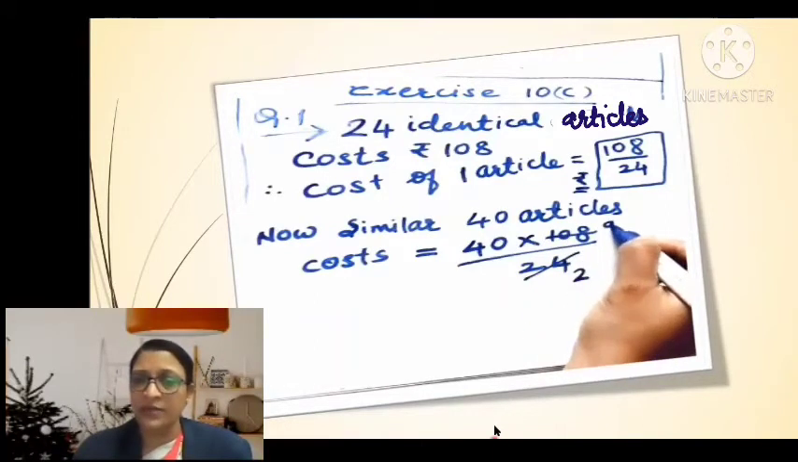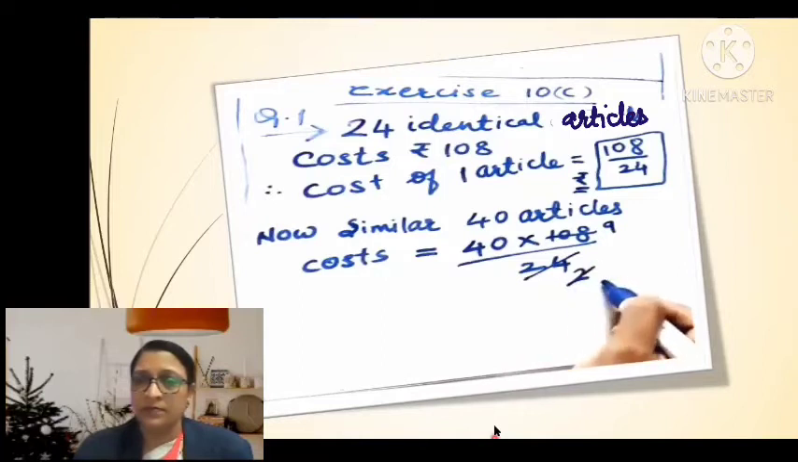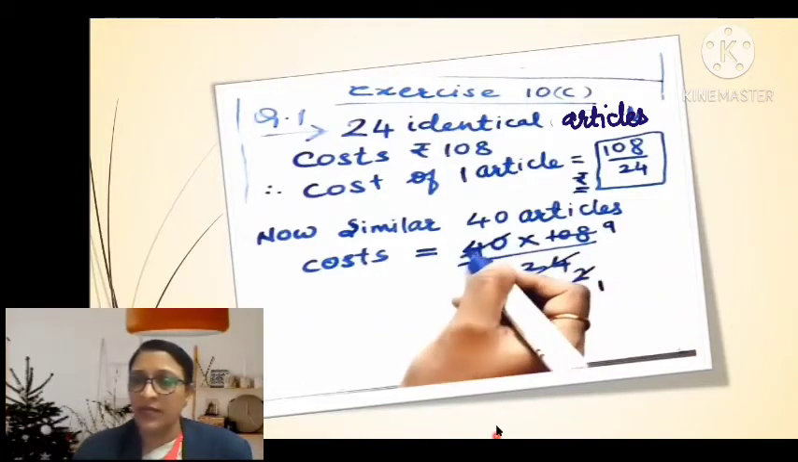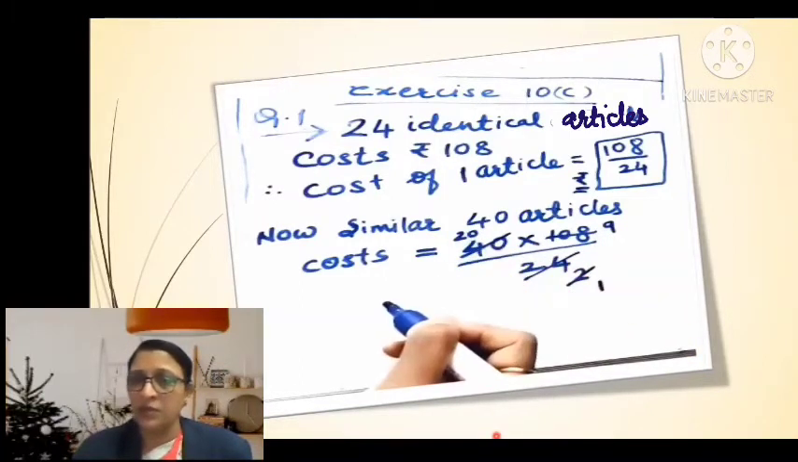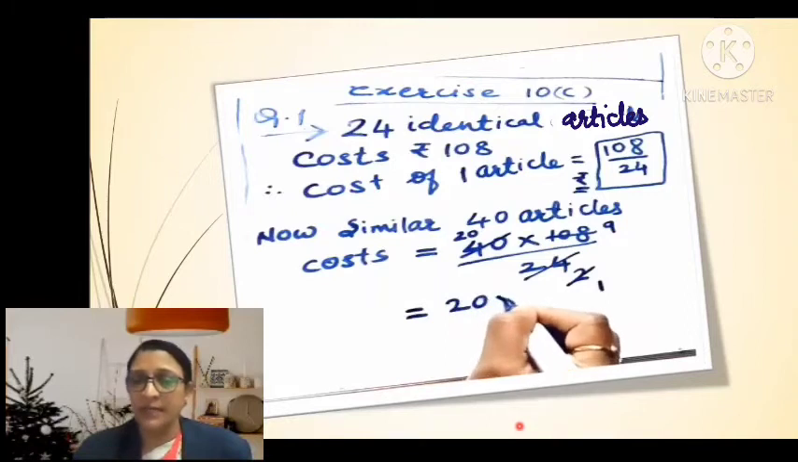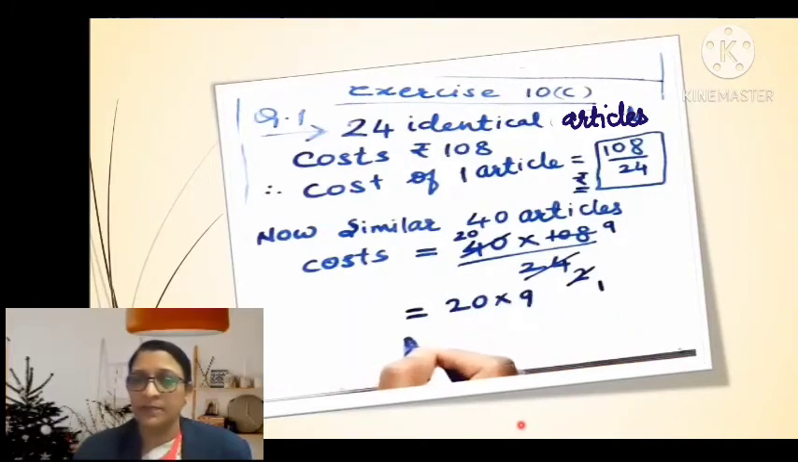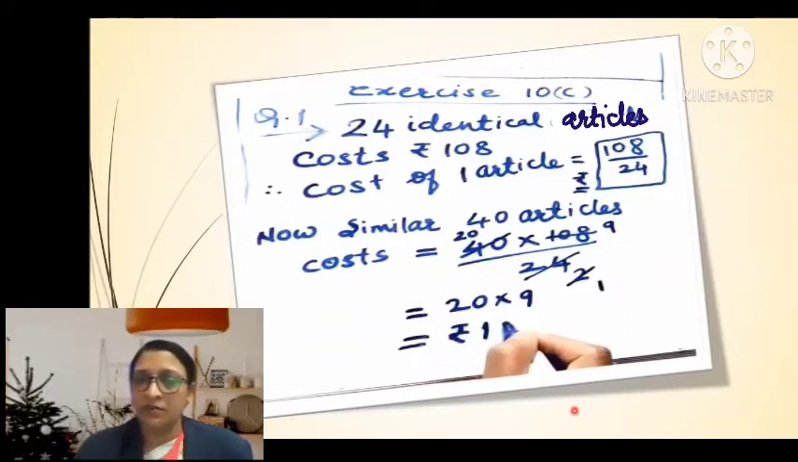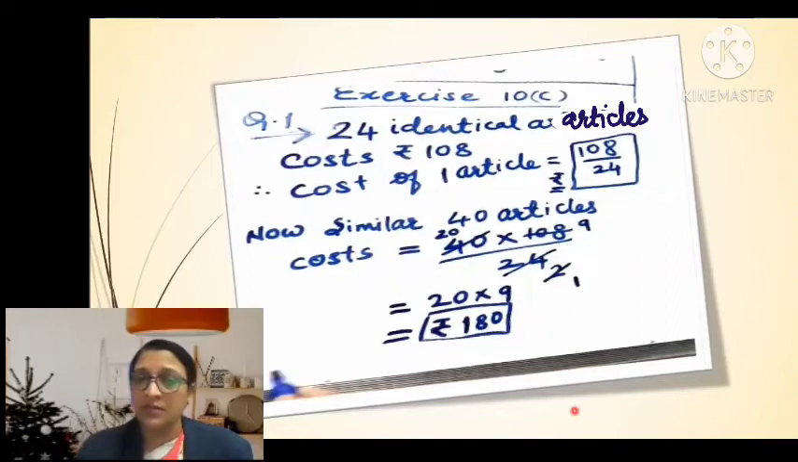On doing the calculation, 12 2s are 24, 12 9s are 108, 2 1s are 2, 2 20s are 40. Finally, we will get here 20 multiplied by 9. That is rupees 180. So, similar 40 articles cost rupees 180.